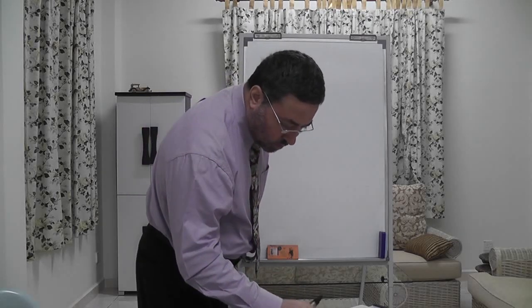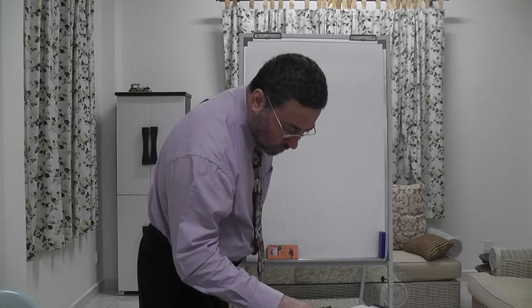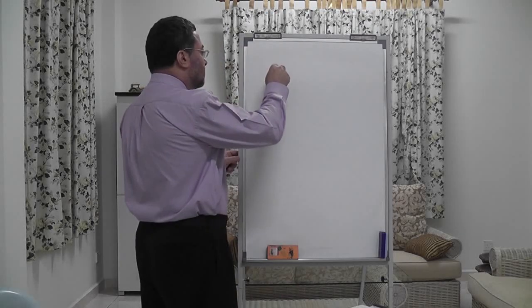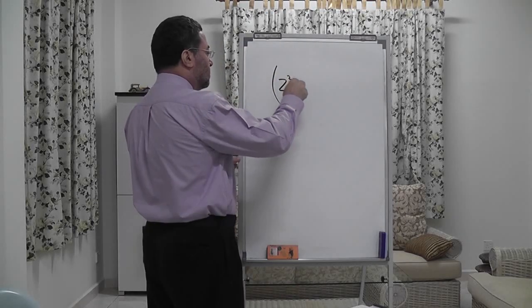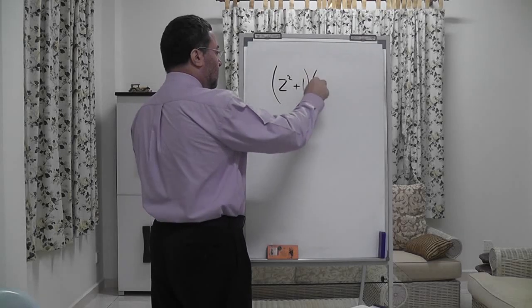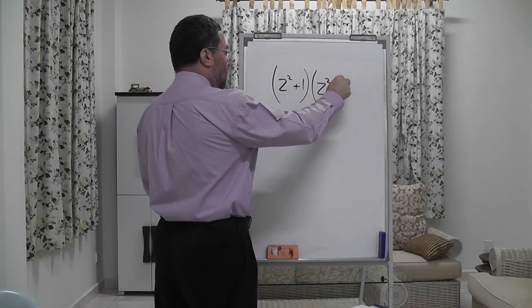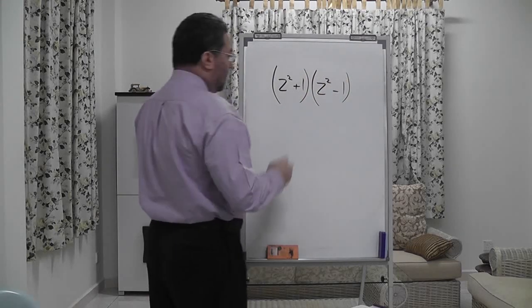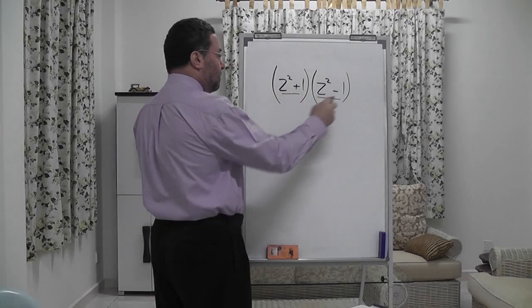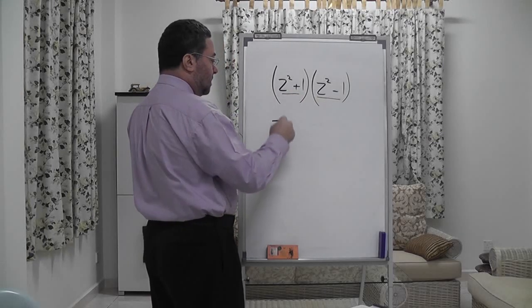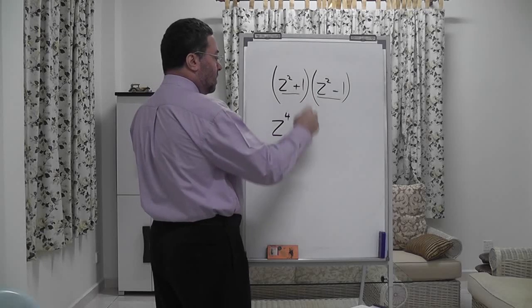Next is number 30, z squared plus 1 into z squared minus 1. Here we have the sum multiplied by the difference, so we square the first minus the square of the second.